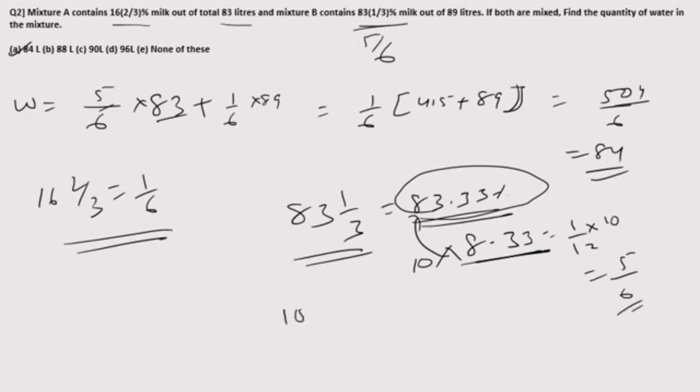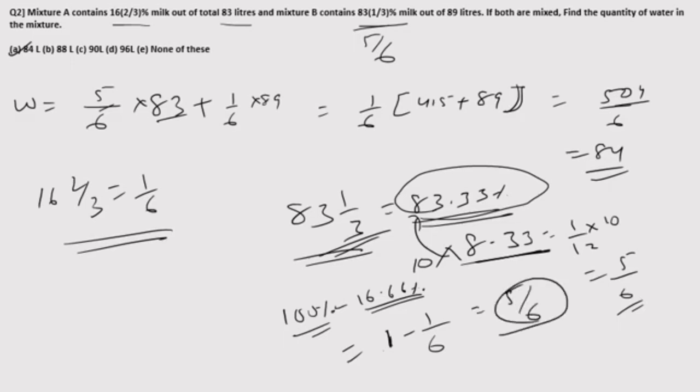The second way is 100% minus 16.66%, which is the value of 83 whole 1 by 3 or 83.33. This is 100% is 1, so 1 minus 1 by 6. This has to be 5 by 6. Two ways of solving. I have done this in detail in the fraction to percentage equivalence video. Check that. You can find the Fraction Percentage Masterclass in my videos. Okay, so let's move to the next question.